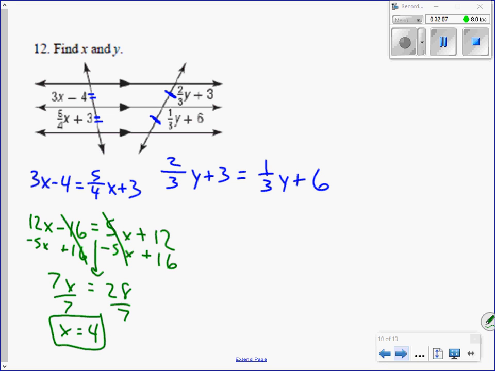Same thing over here. The good thing about the second one is that, yeah, we have two fractions, but they have the same denominator. They have a 3 in the denominator. So we can multiply everything, each term by 3, and it'll get rid of those fractions. 2/3 times 3, the 3 is going to cancel. Everything's going to get multiplied by 3.